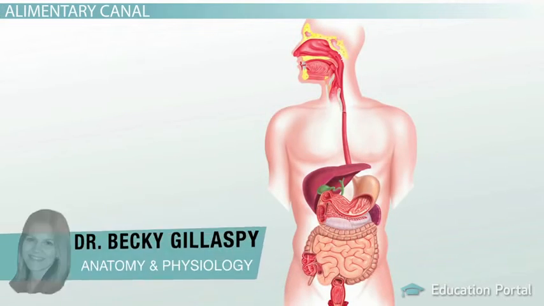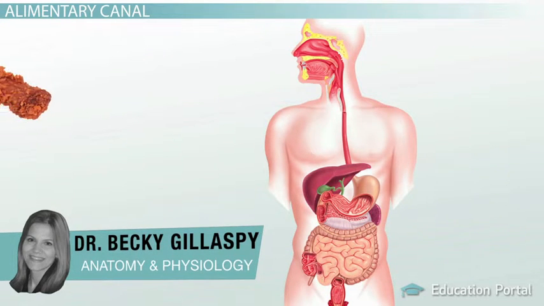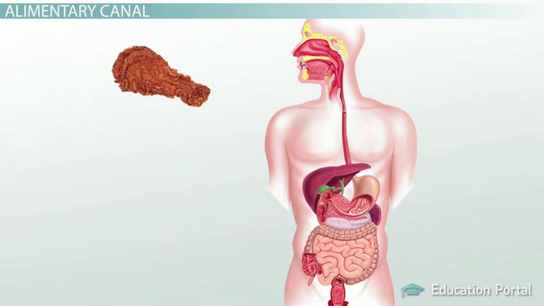The digestive system is basically one continuous tube that runs through your body. The purpose of the digestive system is to break down and absorb the nutrients that you eat and drink. These nutrients are then absorbed into your bloodstream and carried to every cell of your body.